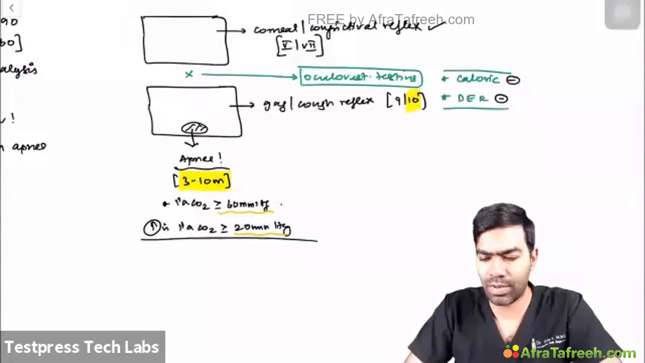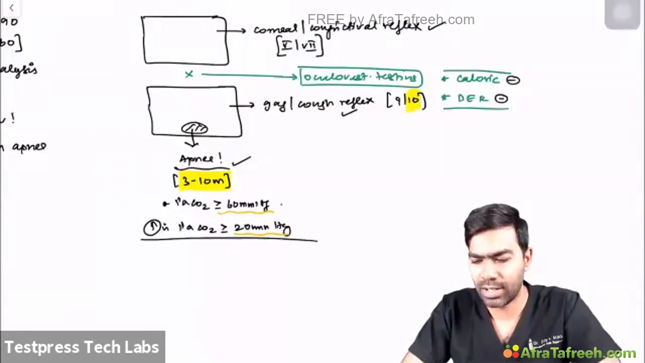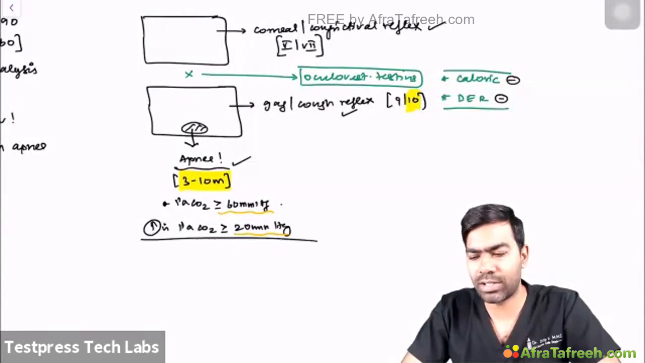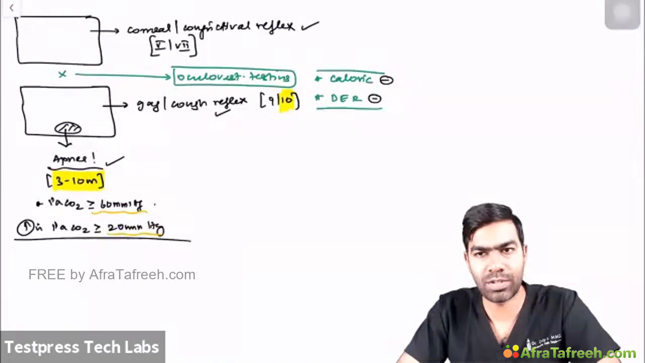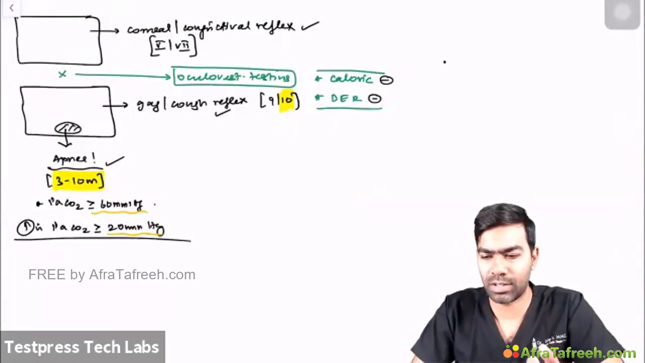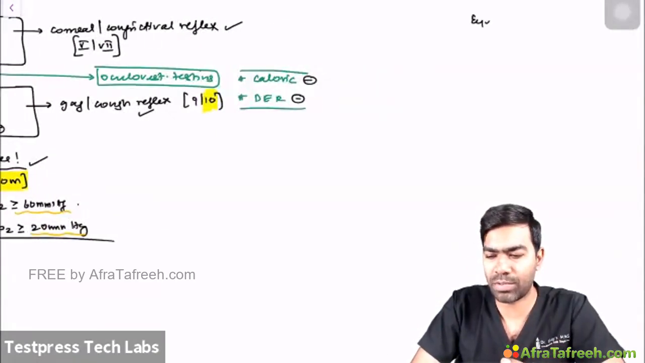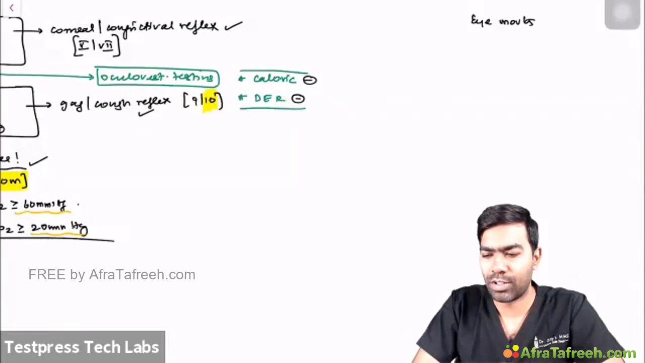But we know all these things. Corneal, conjunctival, everyone knows. Gag, cough reflex, everyone knows. Apnea, it's very easy to understand. But caloric testing and Dulce reflex is something that will be confused by everyone, however many times you study. So for that matter, we need to know why you have this response in the first place. And even before that, we need to know what types of eye movements there are to begin with.